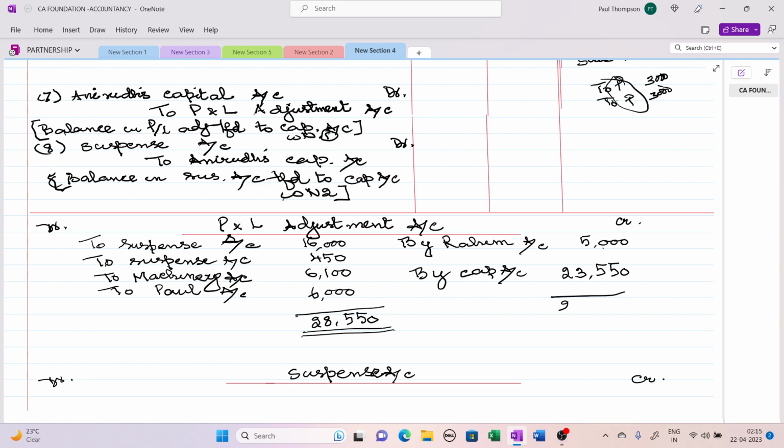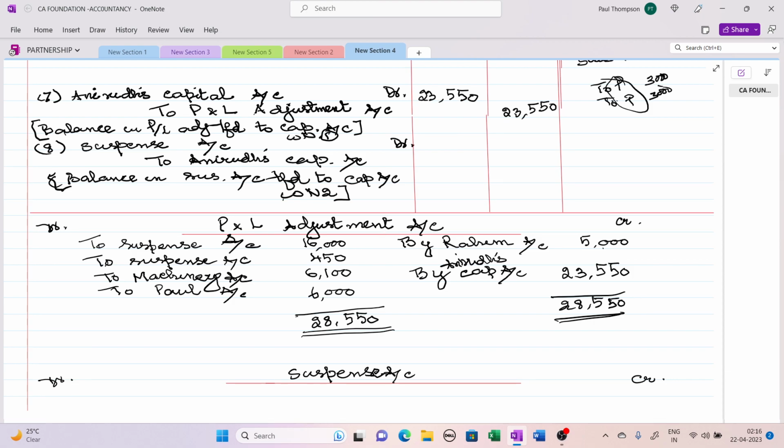The total comes to 28,550. You can write Anirudh's capital account because they have given the name. So you write here Anirudh's capital account. So I have made this. Anirudh's capital account is debited with 23,550 to PL adjustment account, 23,550. Like this, the PL adjustment is now closed in this year by getting it adjusted with the capital account.